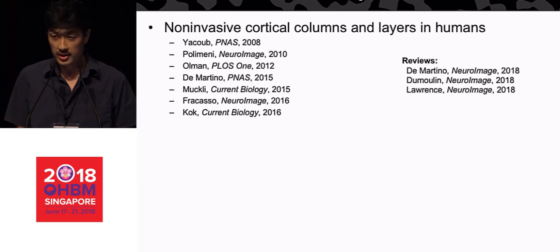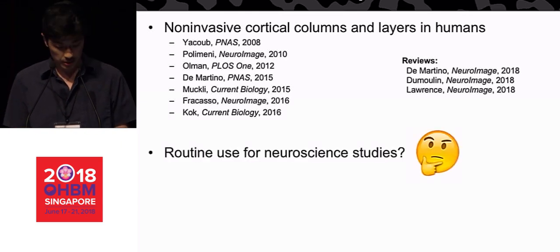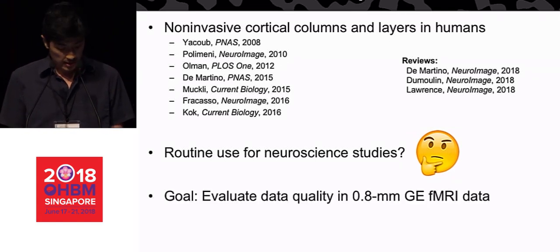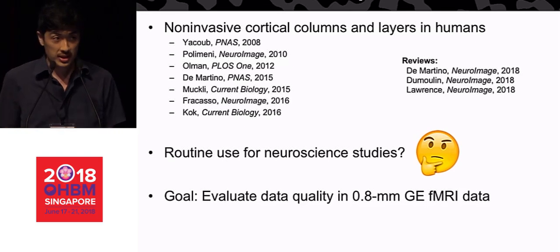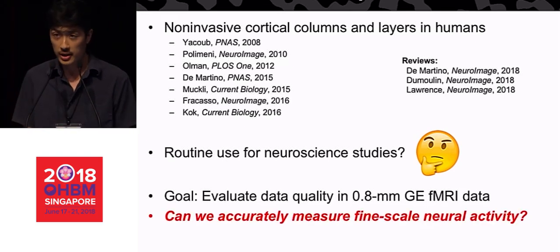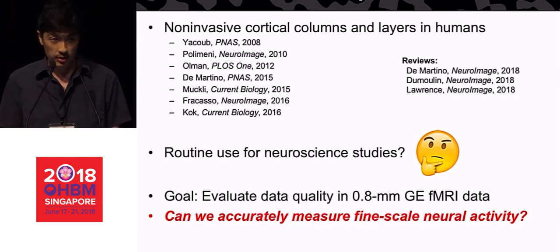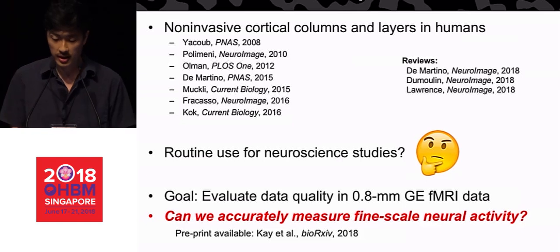What we did was to set out to collect some data of our own with the goal of understanding the nature of the data, and specifically whether ultra-high resolution fMRI can be routinely used for neuroscience studies. Our work involved developing methods and analysis tools and careful evaluation of data quality. Ultimately, our concerns boil down to a simple question: can we accurately measure fine-scale neural activity using this technique? And I should mention that we recently posted a preprint on bioRxiv that covers everything you're going to hear about in this talk.